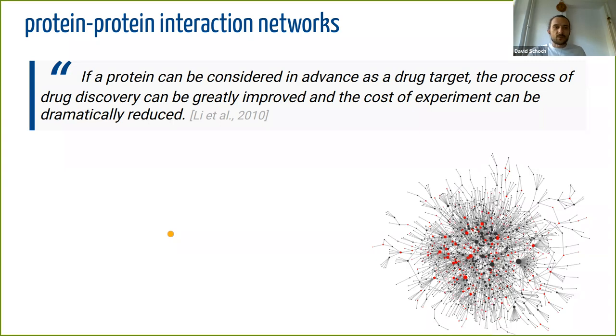Why are these networks important? These proteins can be lethal or non-lethal. A lethal protein is a protein that, if we switch it off in the cell, then the whole cell would die. So when is this good? If we want to target, say, cancer cells and we know which proteins to target, then we know how to beat cancer in this case.